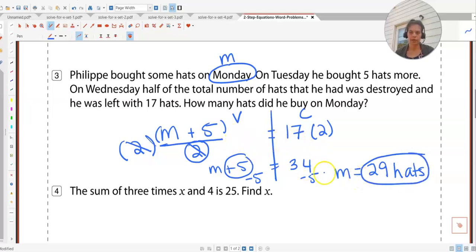So if we read this problem, if he bought 29 hats on Monday, and then Tuesday he bought 5 more hats than that, that gave us our 34. Well, out of the 34, half of those got destroyed, which would give us 17. So 29 hats. There you go.